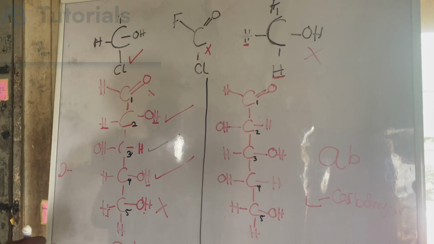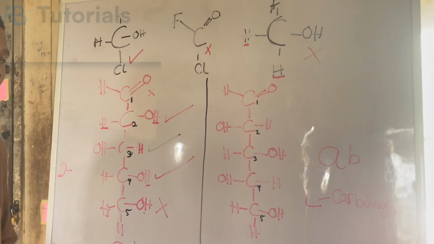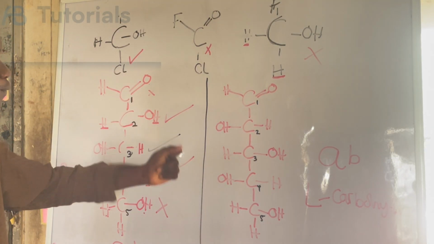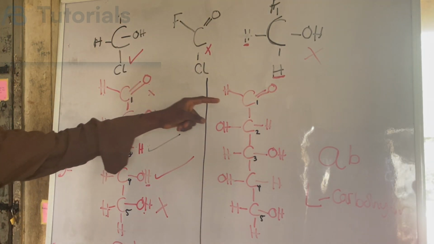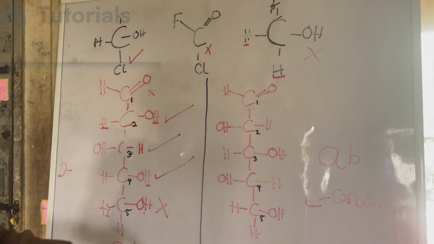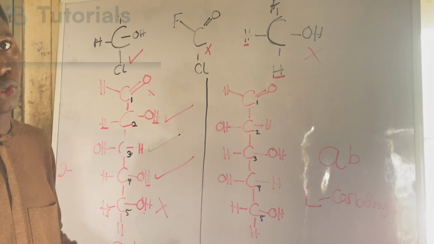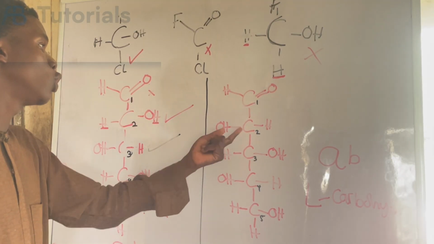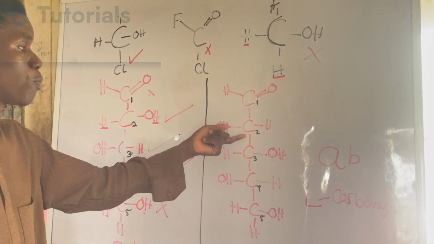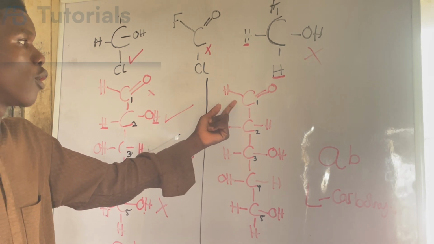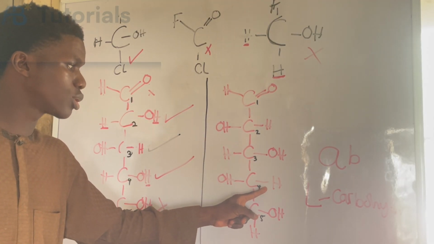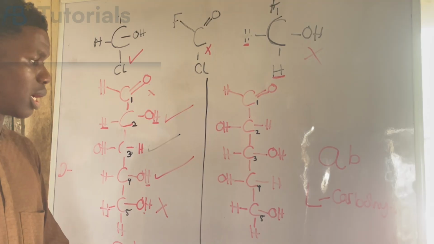So now the question is, why do you think we choose the last chiral carbon? The last chiral carbon is the chiral carbon that is very far from the functional group. The last chiral carbon is the farthest chiral carbon from the functional group. So let us pick it. We don't want to pick the one that is close to the carbonyl. We don't want to pick the chiral carbon that is close to the functional group. So we pick the last one, the farthest one from the functional group. And I hope you understand that.